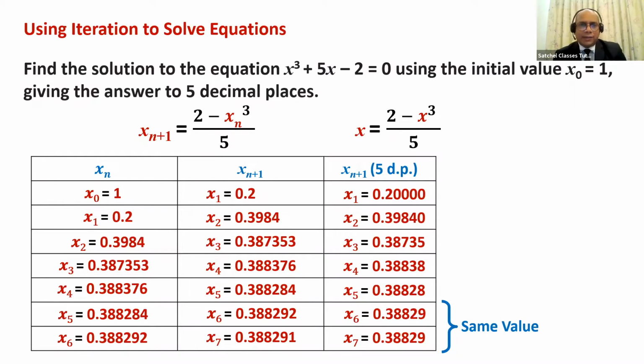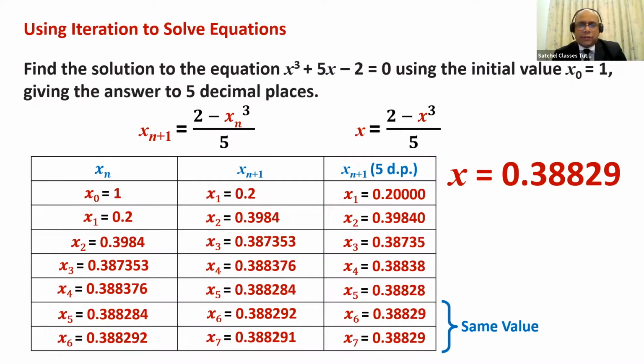So my final answer for this equation, the solution is x equals 0.38829. Now be mindful that for these questions, you will be allowed to use a calculator. So if you're wondering how we are getting the answers so fast, obviously we are putting it in the calculator and calculating the answer.